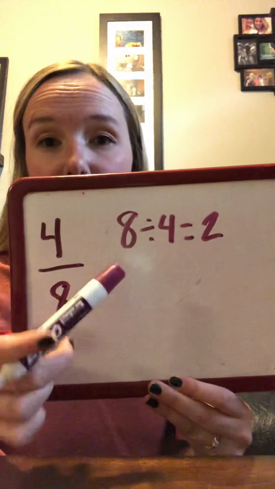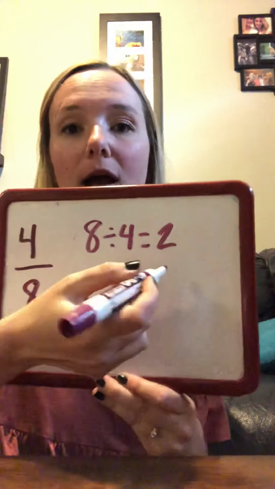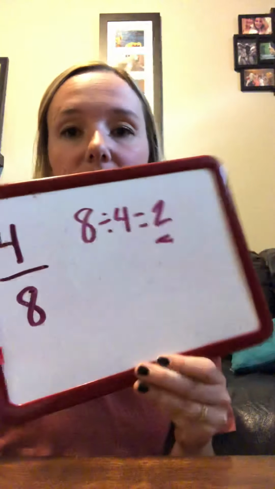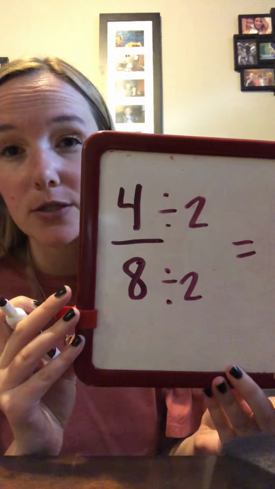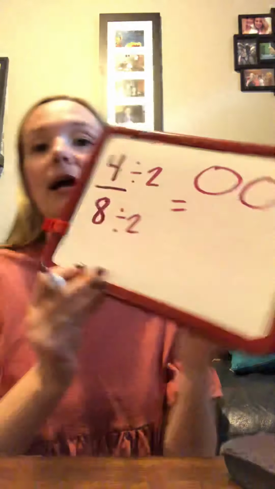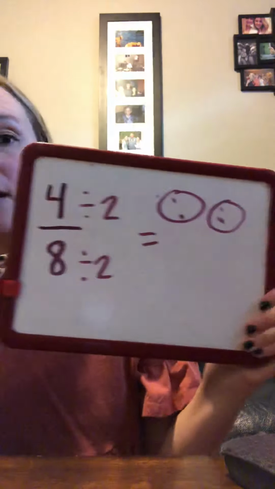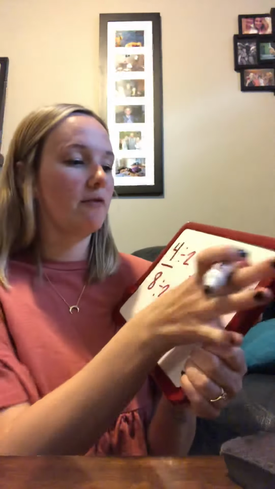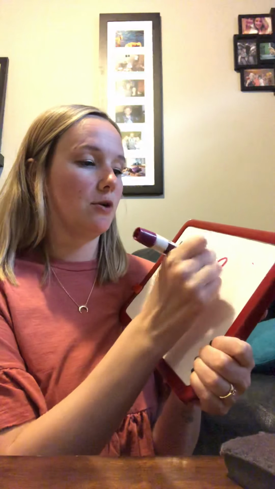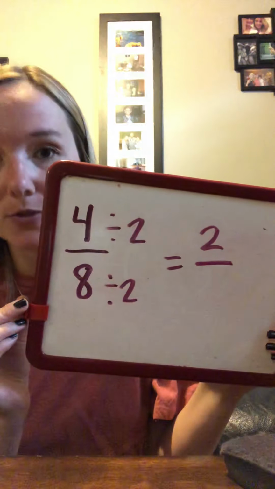So since I just did 8 divided by 4, and that equals 2, I'm going to take this 2, and I'm going to divide my numerator and denominator by 2 and see if it can get me something smaller. So if I do 4 divided by 2 and 8 divided by 2, I want to see what happens. So 4 divided by 2 would mean I have 2 circles and I have to get rid of 4. So I'd go 1, 2, 3, 4. Well, there's 2 in each circle, so 4 divided by 2 equals 2. So my new top number would be 2.